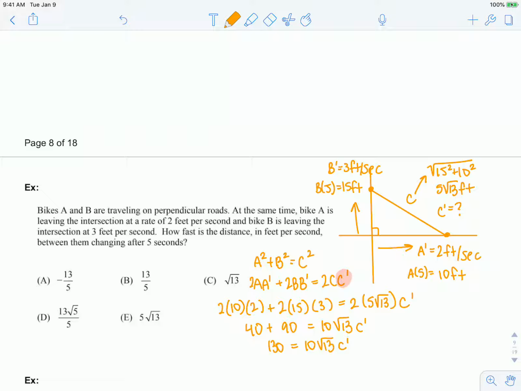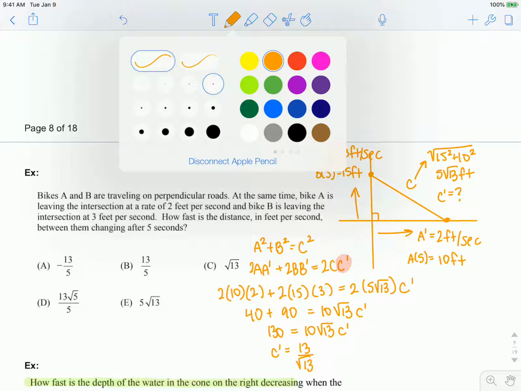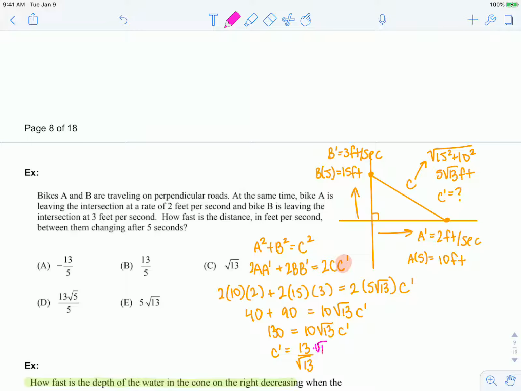C prime. To isolate C prime, we divide both sides by 10 square root 13. And we get C prime is 13 over square root 13. We can rationalize that denominator by multiplying by square root of 13 over 13. So we have 13 square root 13 over 13. The 13's cancel. So C prime is square root of 13 feet per second.